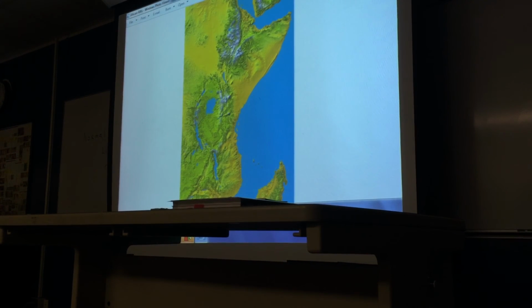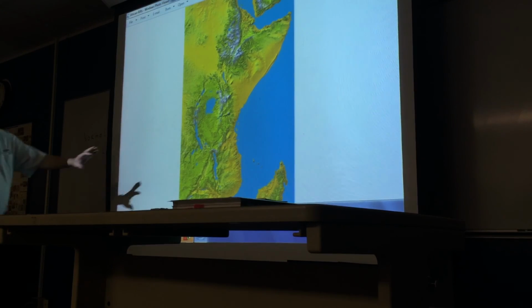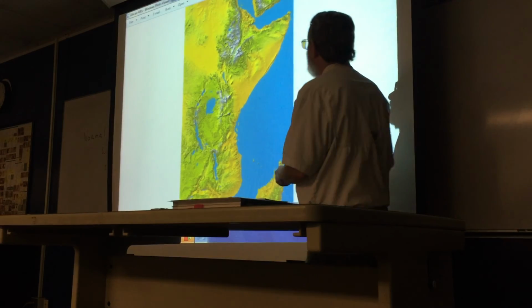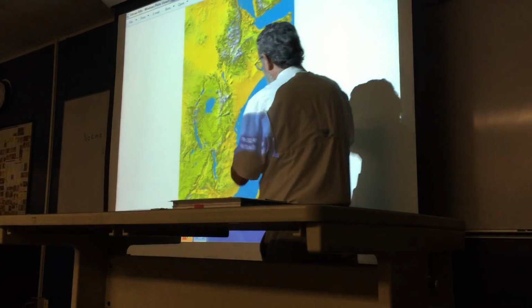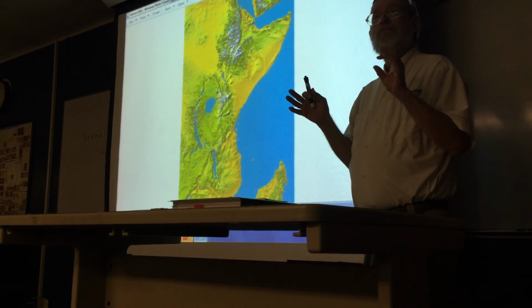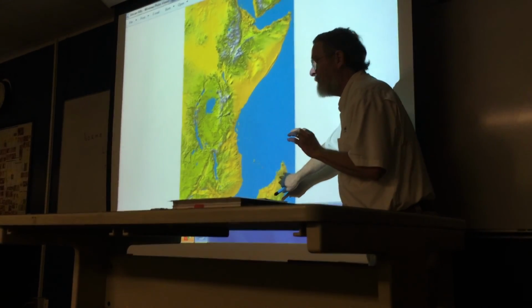So here we've zoomed in a little bit into Eastern Africa, the East African rift systems. And so just for location, can you locate Madagascar? Okay, so Madagascar's down here.